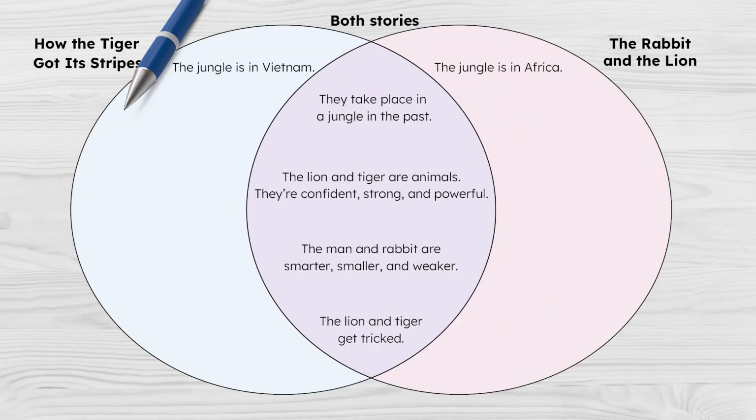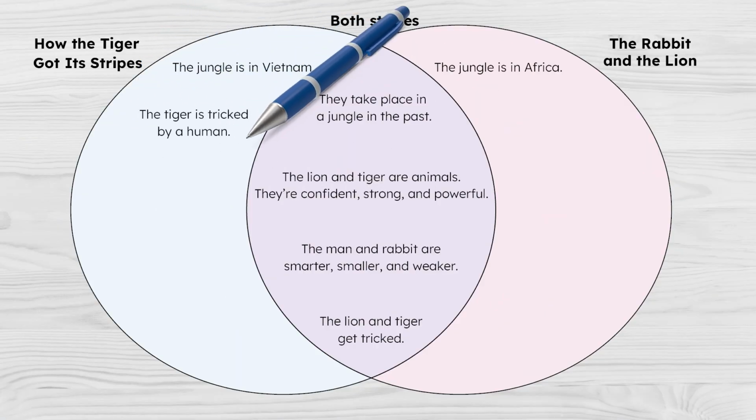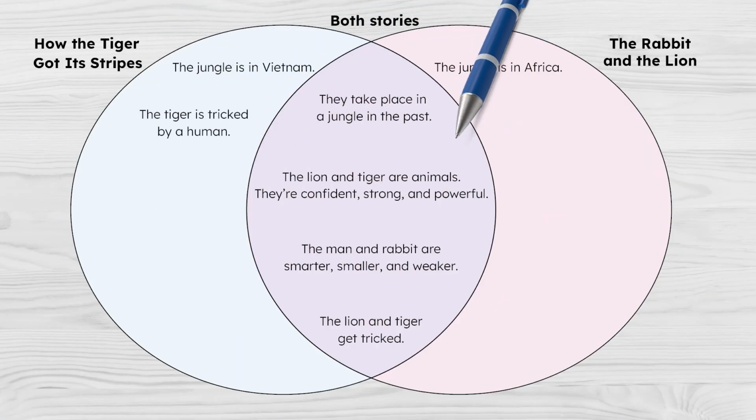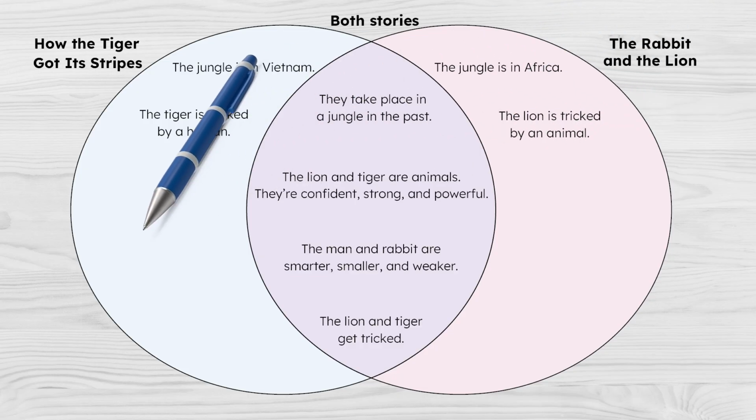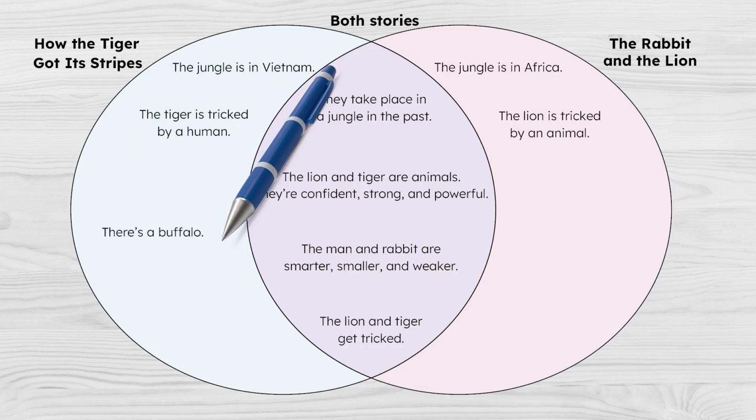Next up, let's talk about characters. We know that the man and the rabbit both trick the big cats, and they're both smaller, smarter, and weaker. But how are they different? Well, one is a person and one is an animal. So let's add, the tiger is tricked by a human and the lion is tricked by an animal. Were there any other characters? There's a buffalo in this story, so we should mention that.